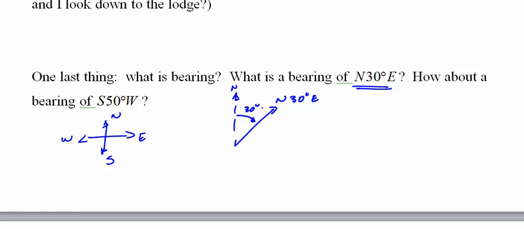You're going to need this for problems we're going to do later. It's really not that big a deal. South 50 degrees west would be something like this. South 50 degrees. So this is south 50 degrees west.